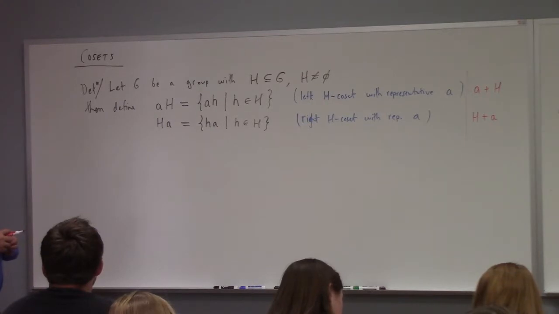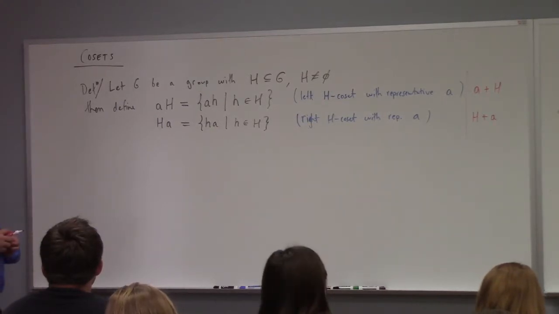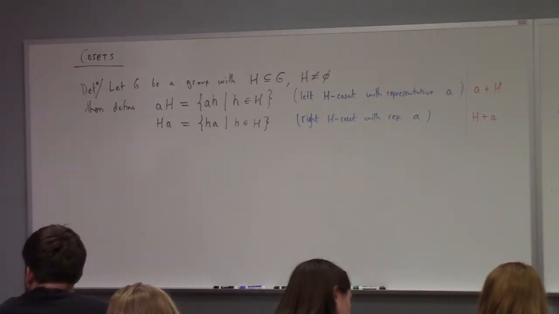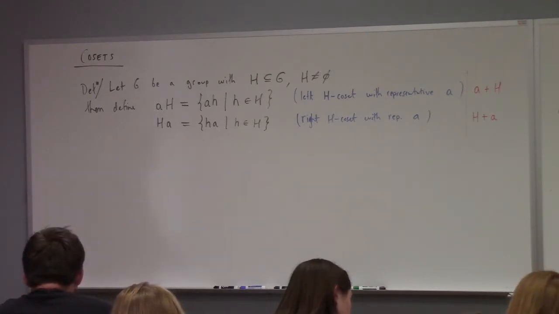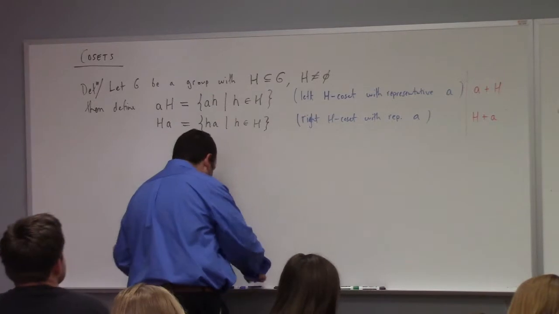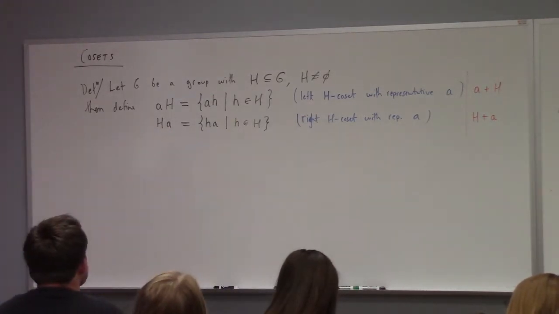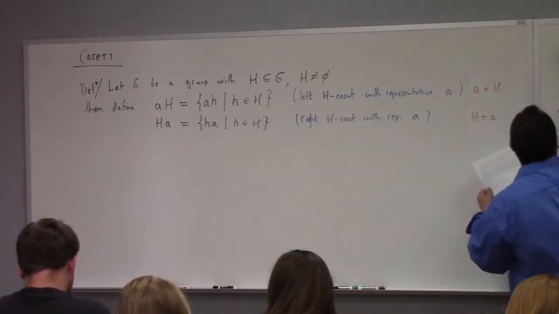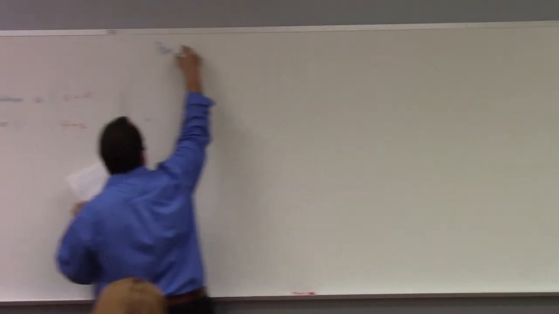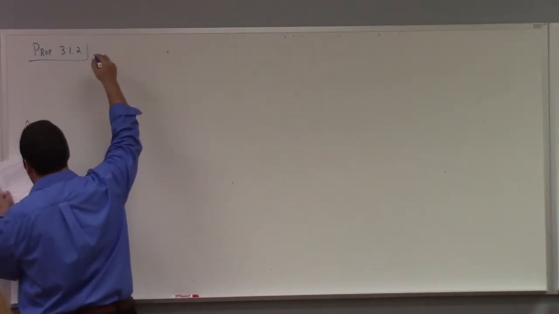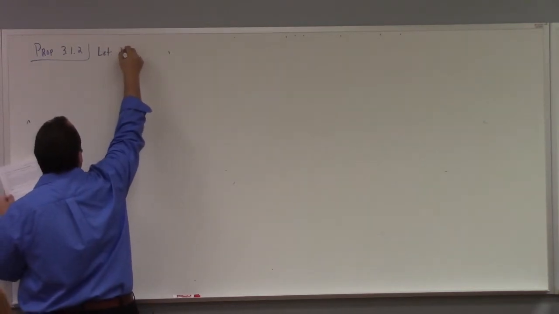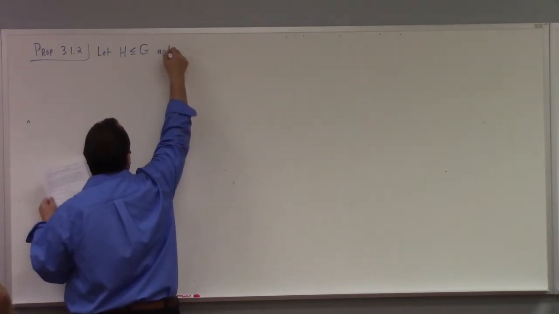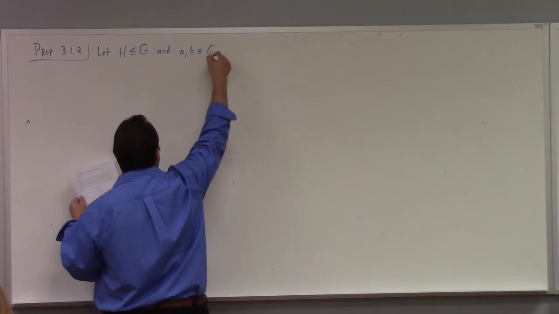Now, I've made this definition for a non-empty subset, but primarily we're interested in the case that H is a subgroup. And when H is a subgroup of G, it's very interesting. There are many very nice properties for the coset. So we need to work through those right now. It's my Proposition 3.12. And so here I'm saying H is a subgroup, and let's suppose that a and b are elements of the group.